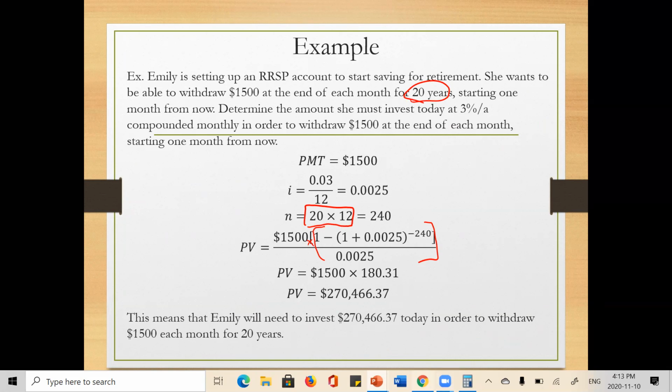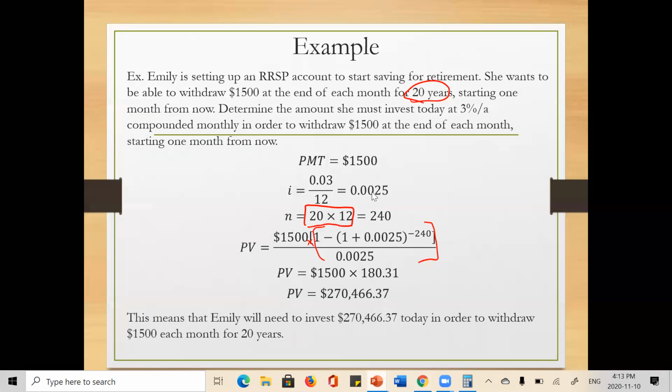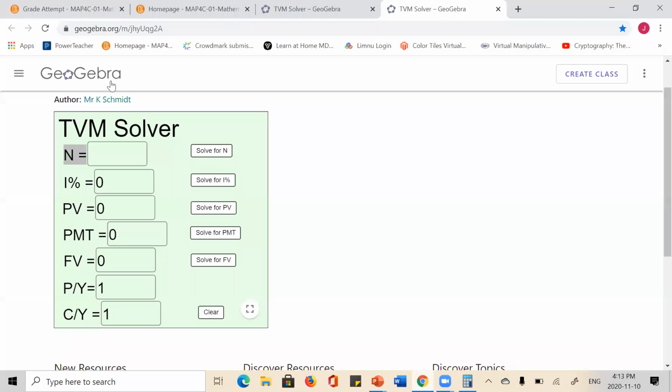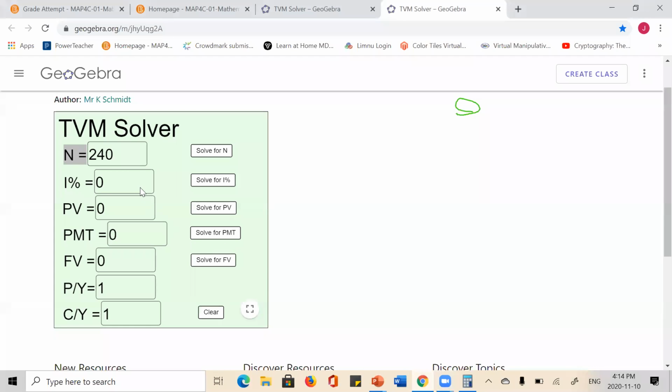Okay. So what I'm going to do is look at that information and fill it in here. First thing, how many payments do we make? We actually found that already. It is a total of 240 because it's 20 years times 12. So I'm going to type in 240. What's the interest rate? Going back to this question, it was 3%. So I'm going to type 3% into the next line here.